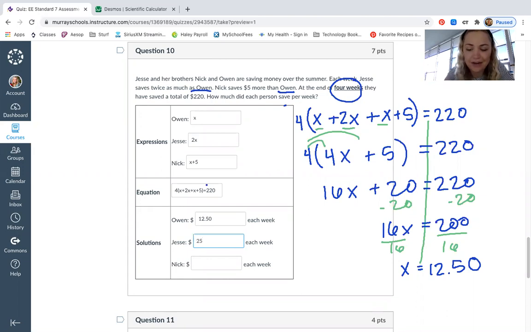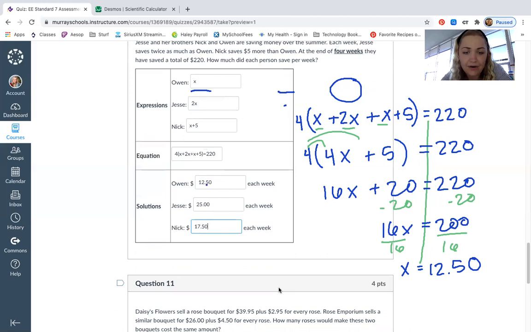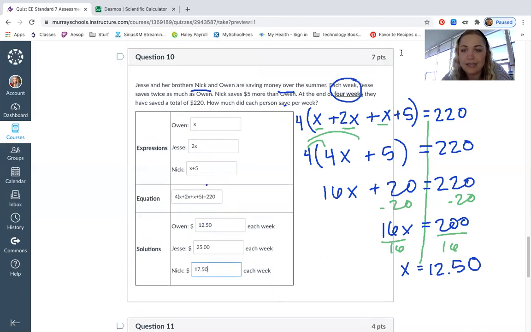Technically we can type in 25, or you can put in 25.00. Okay, Nick was $5 more than Owen. So I'd take my $12.50 plus 5, which would give me $17.50. All right, so that is all we've got for these three boys.